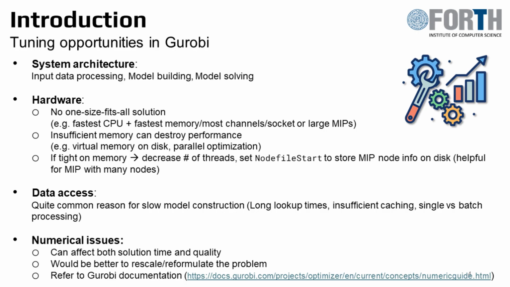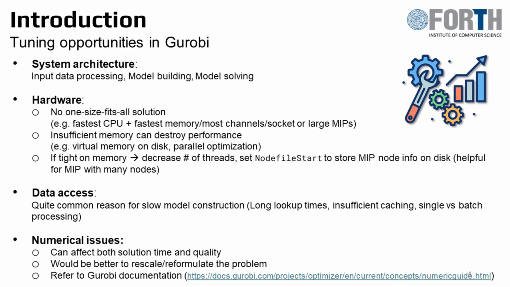Second, hardware configuration matters. There's no universally optimal setup. Faster CPUs and additional cores can improve performance, but only if the problem structure allows efficient parallelization. Memory is often the critical resource in large MILP instances. If available RAM is insufficient, the operating system may start swapping memory to disk, which can dramatically degrade performance. In such situations, reducing the number of threads or carefully managing how branch and bound nodes are stored can stabilize execution. Third, data access patterns deserve attention.